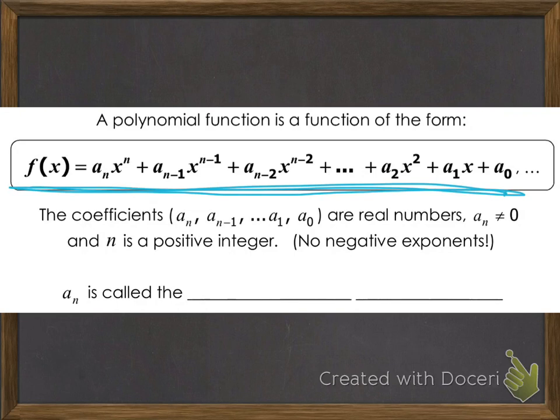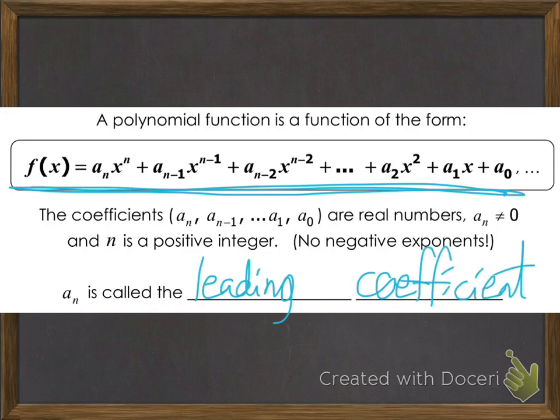But the coefficients, a with a subscript n, a to the n minus 1, and so forth, those are real numbers. But when you have a with the subscript n, it cannot be equal to 0. Alright? And then n just represents a positive integer. You can't have any negative exponents in this case. So, a to the n is called our leading coefficient.